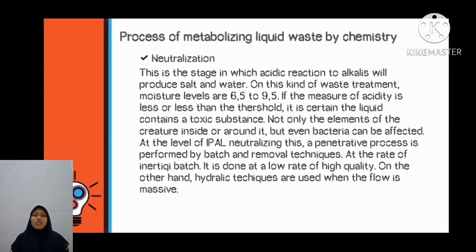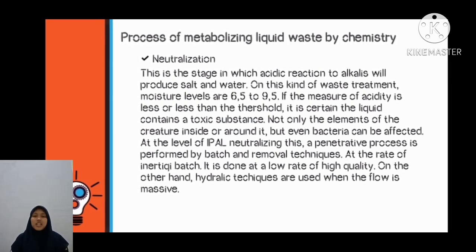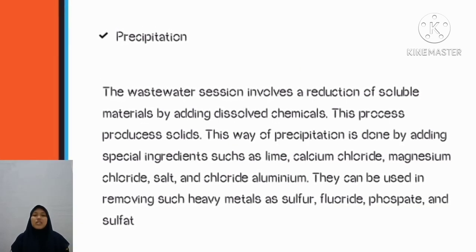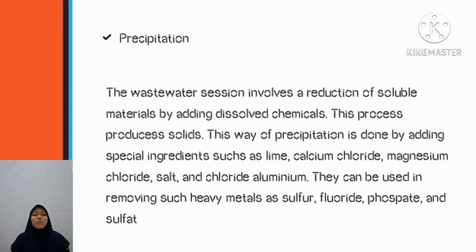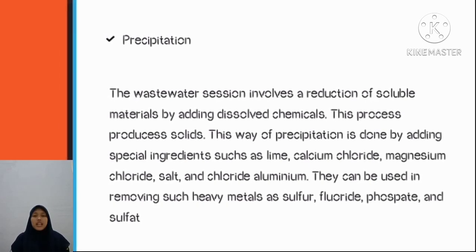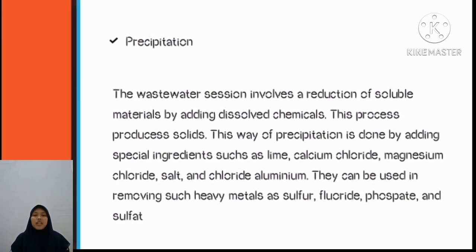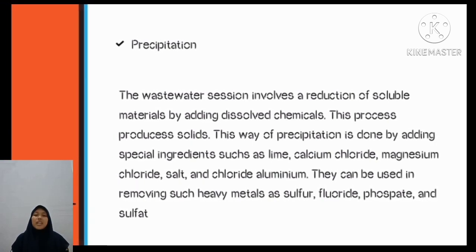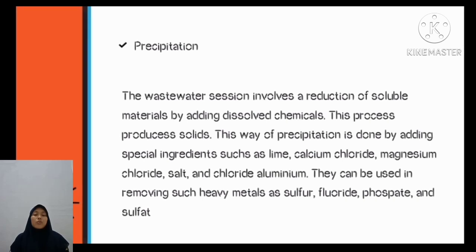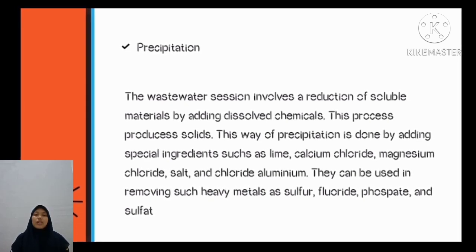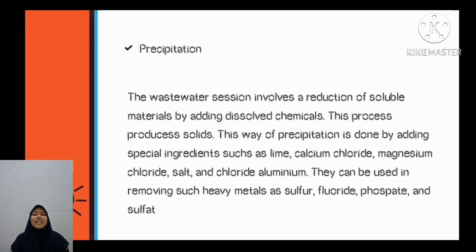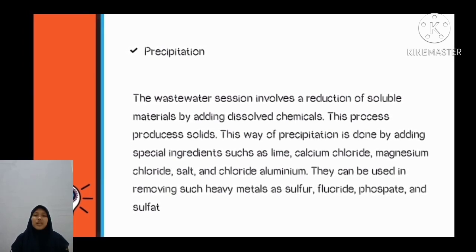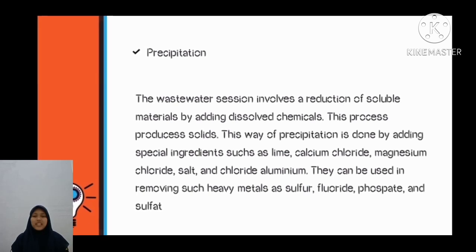Next is precipitation. The wastewater treatment involves a reduction of solid material by adding dissolved chemicals. This process produces a solid. This way of precipitation is done by adding special ingredients such as lime, calcium chloride, magnesium chloride, salt, and aluminum chloride. They can be used in removing such heavy metals as sulfur, fluoride, phosphate, and sulfate.